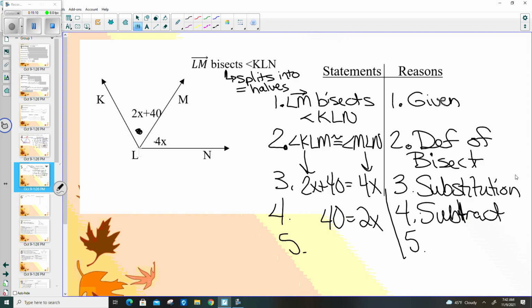So then last but not least, step 5 would be divide it. Absolutely. What would my answer be or my statement be? Nice.